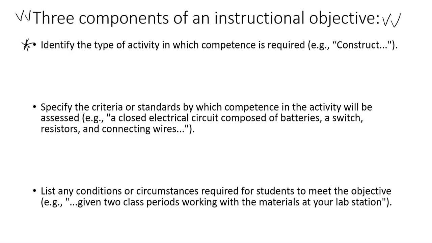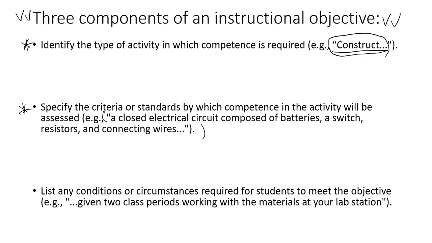For example, by the end of this lesson, I want my students to be able to construct. So this one, construct, is the activity that you want to observe them doing. You want to observe them constructing something. Then you need to specify the criteria or standards by which competence in the activity will be assessed. So what do you want them to construct? You want them to construct a closed circuit composed of batteries, a switch, resistors, and connecting wires.